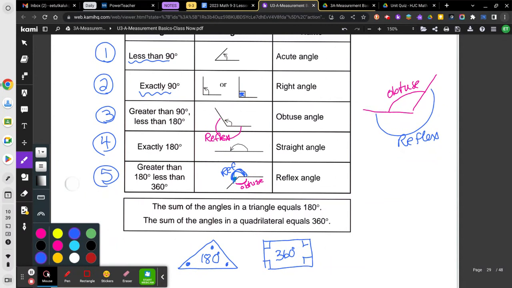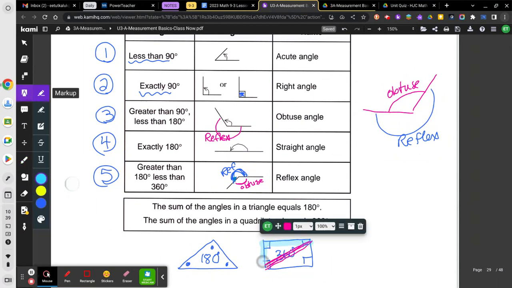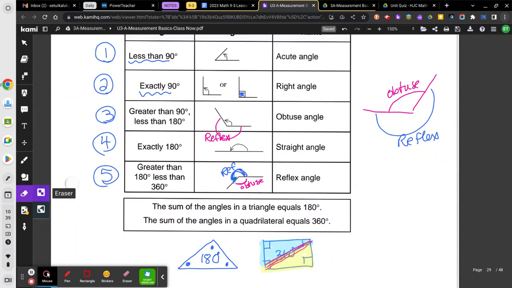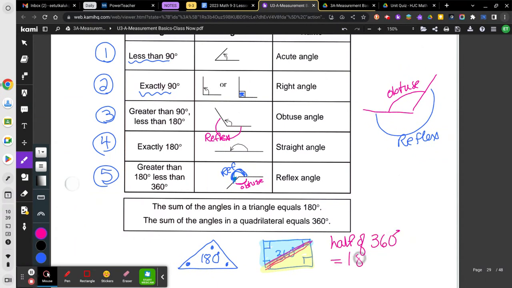So look at this. If I take any rectangle and I chop it in half, what have I done? I've created 2 triangles. So take a look. I've got a triangle right here, and I've got a triangle right there. So half of 360 equals 180 degrees. That's why triangles are 180, because they're half of a rectangle. That's why. Okay? This concludes our lesson on angles.